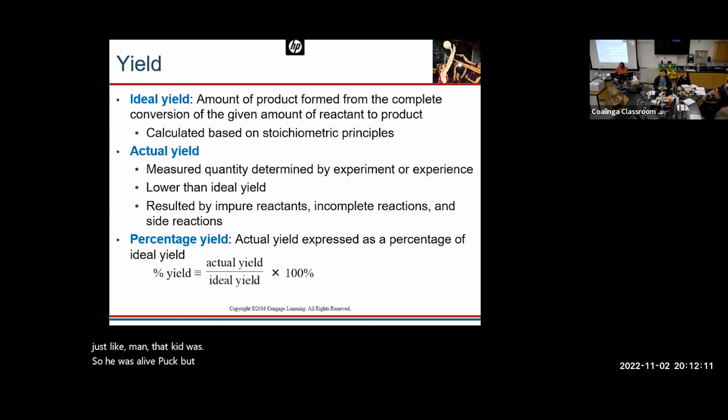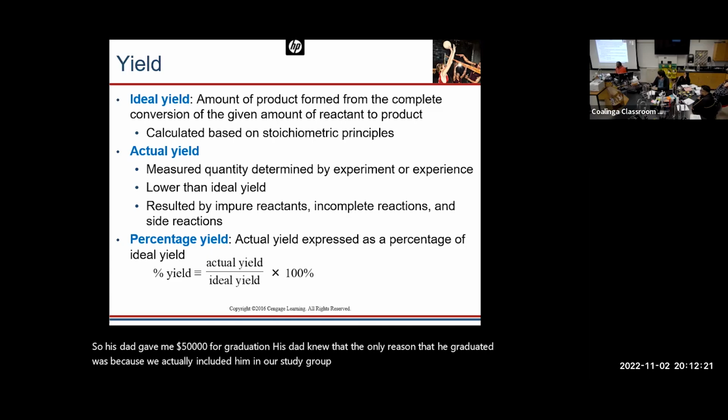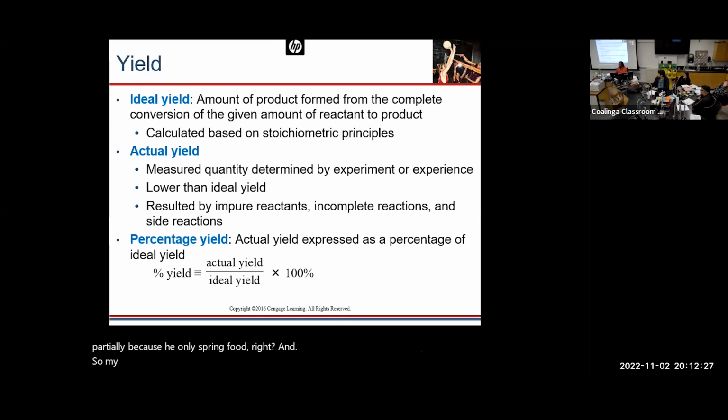But it's funny. So his dad gave me $500 for graduation. His dad knew that the only reason that he graduated was because we actually included him in our study group. We dragged him on, partially because he'd always bring food, right? And so my first 2 years, I had no money for college. My money was being sent to another school.